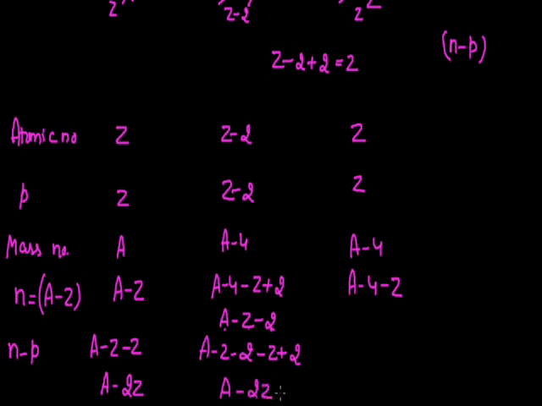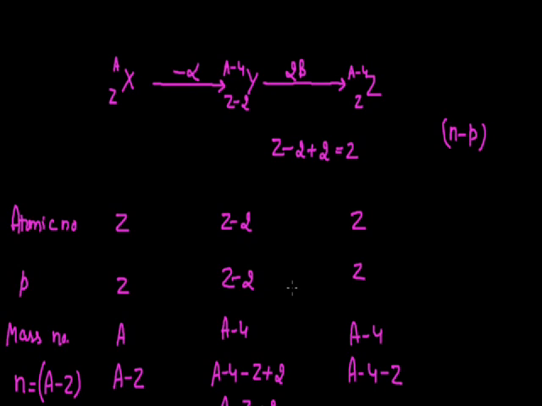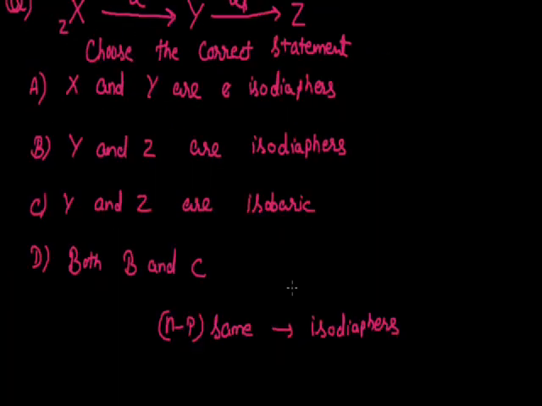Now if I calculate the value of neutron minus proton for this nuclei Z, here the number of neutrons is A minus Z minus 4, and the number of protons is Z. So the value of neutrons minus protons will be A minus 2Z minus 4. So from here we can see that the value of neutron minus proton for nuclei X and for nuclei Y is the same, and since the value is the same, we can conclude that the nuclei X and Y are isodiaphers in nature, meaning the first statement is correct.